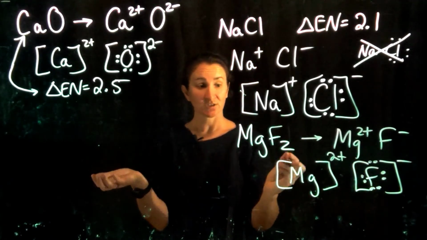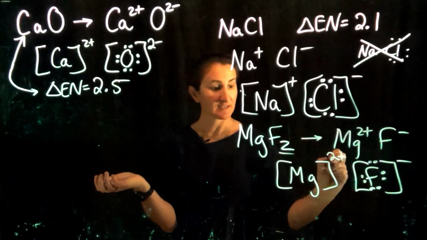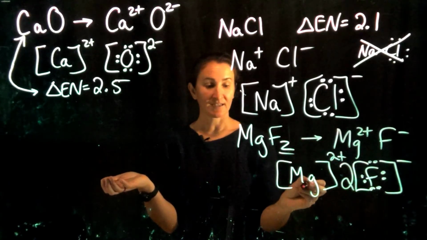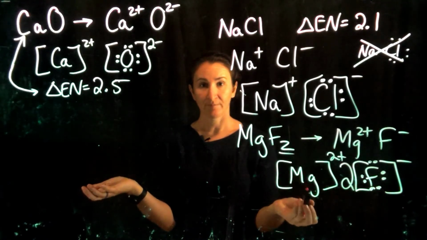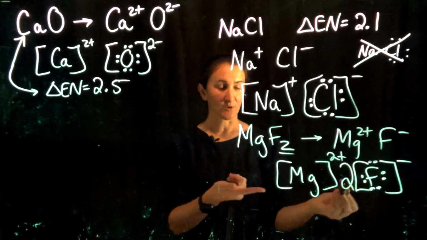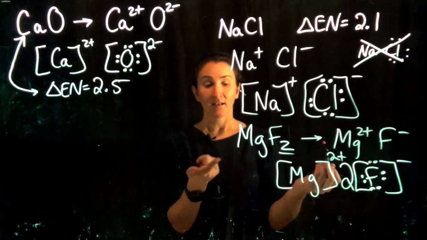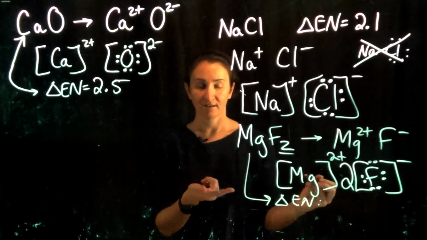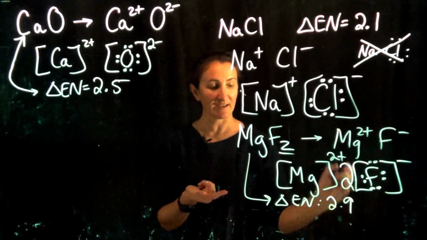But now there's one extra step. There are 2 fluorines, so you put the 2 in front of its symbol. Magnesium is just a 1, so you can leave it alone. Using this type of structure, we're able to see magnesium fluoride's Lewis structure is what you see here. Let's double check. What's my electronegativity difference here? This one is going to be 2.9.